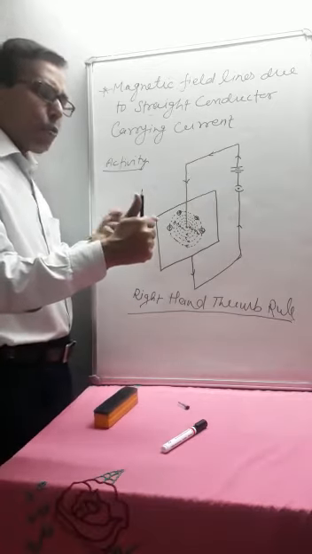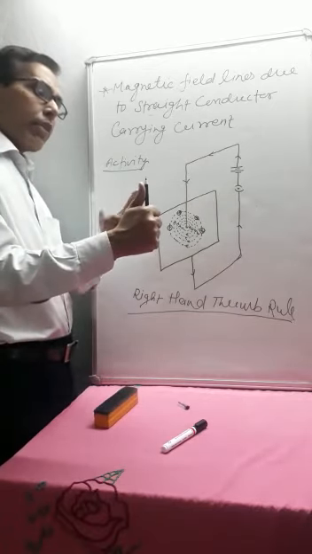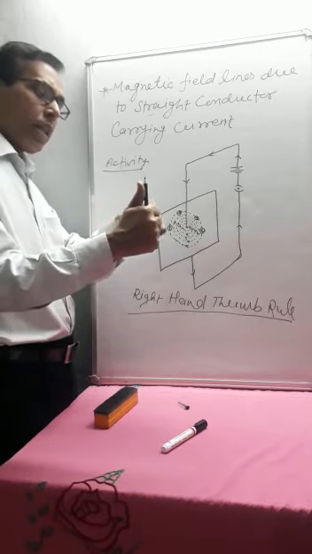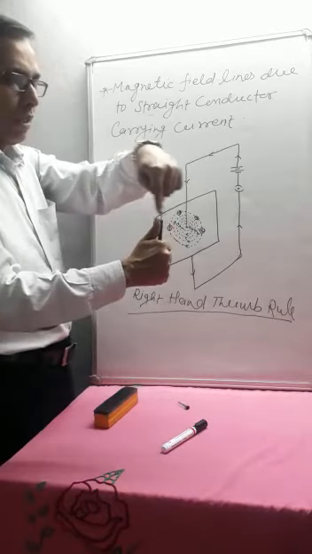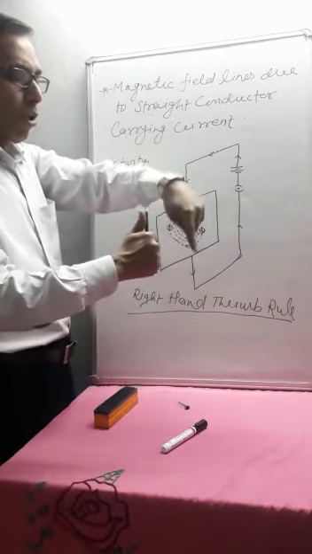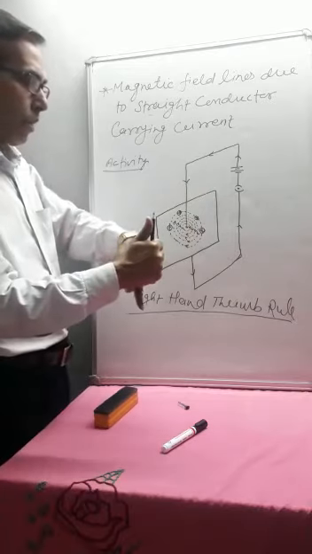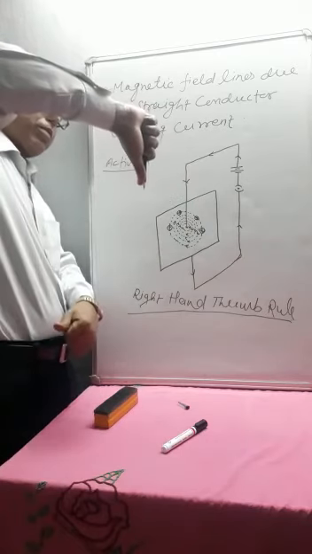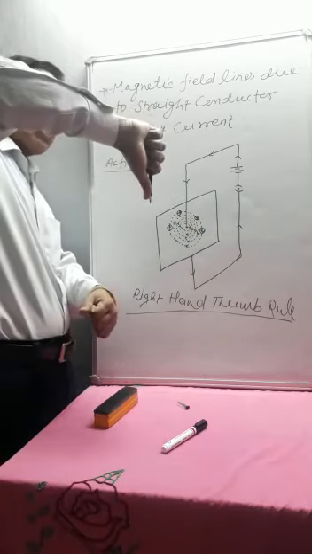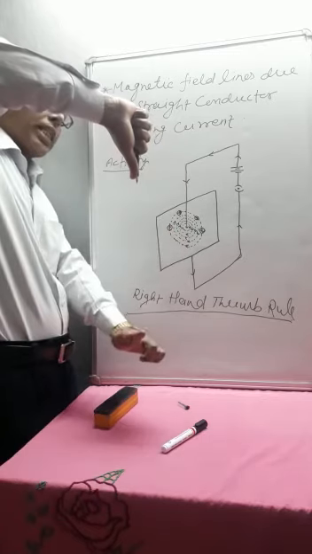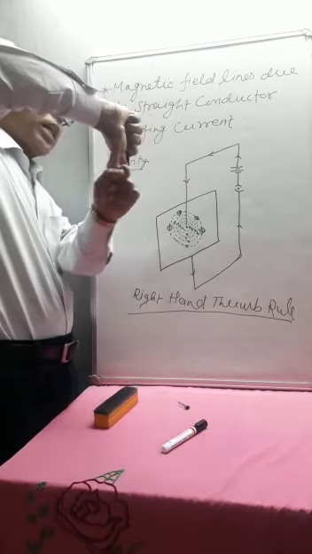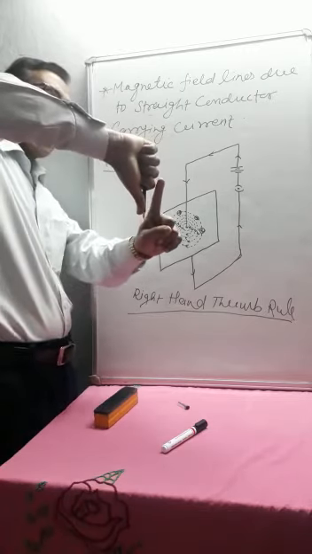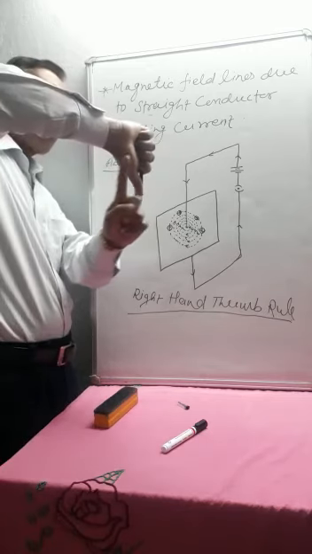So if you see here, the direction of current is in the upward direction, and the direction of magnetic field lines, the curl of the fingers, is in anti-clockwise direction. But when we invert this current carrying conductor, meaning the direction of current is in downward direction, then the curl of the fingers around the conductor gives the direction of magnetic field lines in clockwise direction.